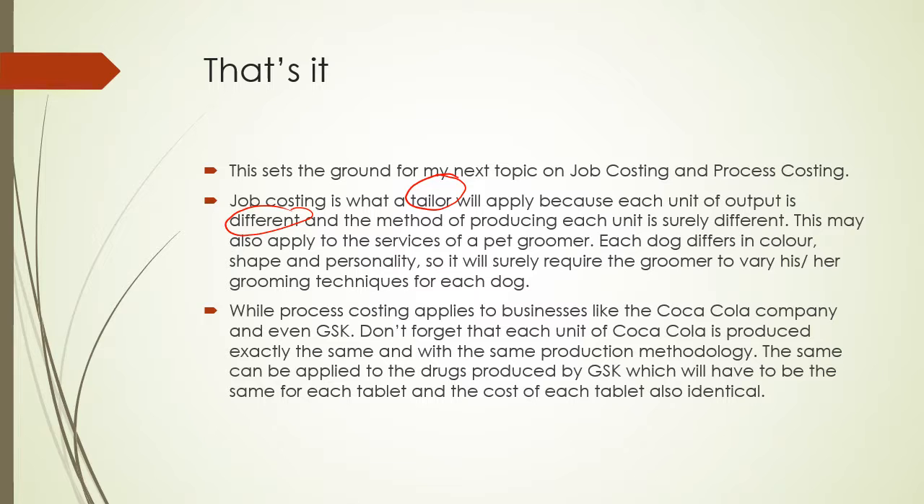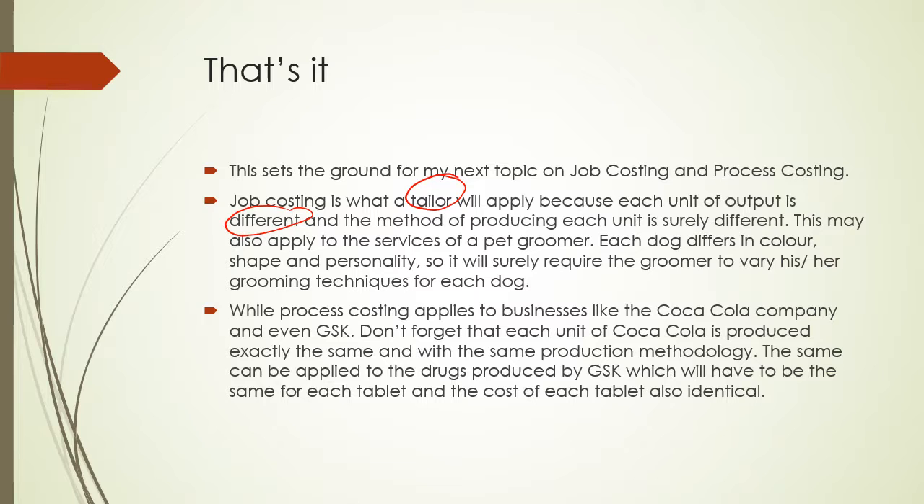Now the same may also apply to a pet groomer. A pet groomer has to cut or maybe trim the dog's fur, and the amount of trimming and customization is very different for each dog. Why? Because each dog is very different in terms of color, shape, and personality. So it will surely require the groomer to vary his or her techniques for each dog, right? So whenever you see that each unit is different, that means probably job costing is going to be involved. And that's my next topic.